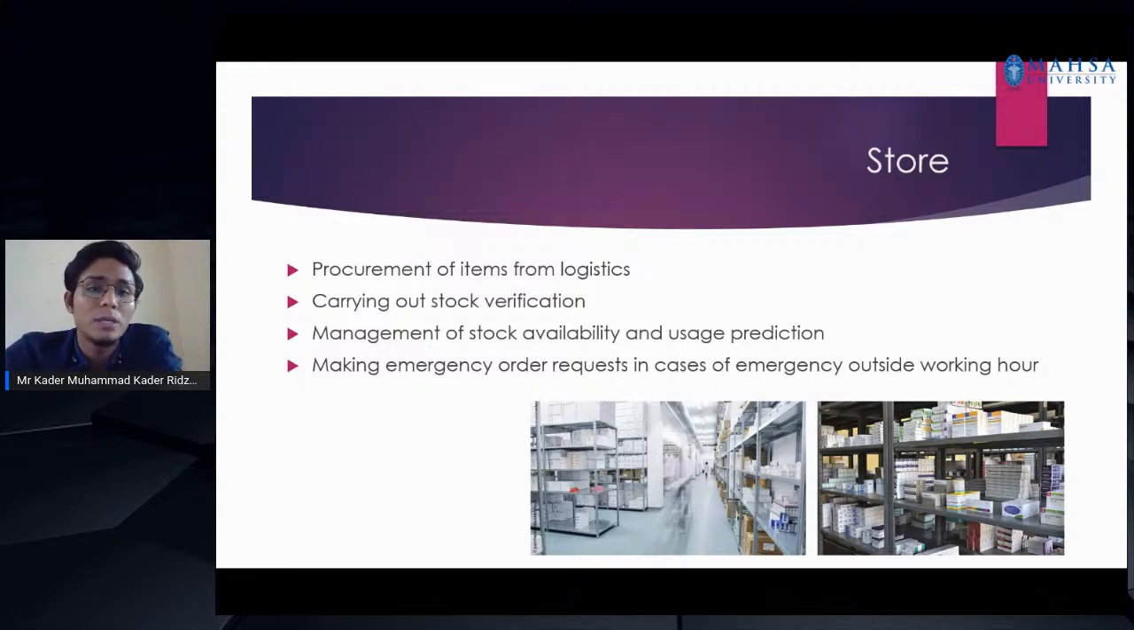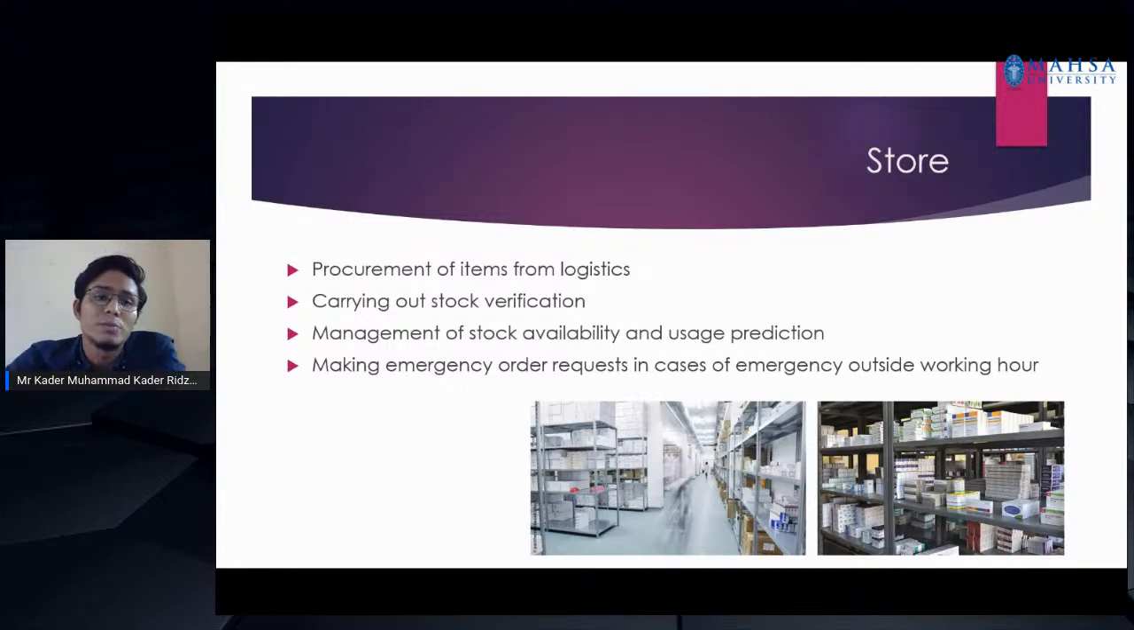Number three, management of stock availability and usage prediction. Throughout the month or throughout the year, you should have these statistics. If you have this particular statistic, you will know how much you are going to purchase again the following month. You shouldn't just purchase based on your own instinct.